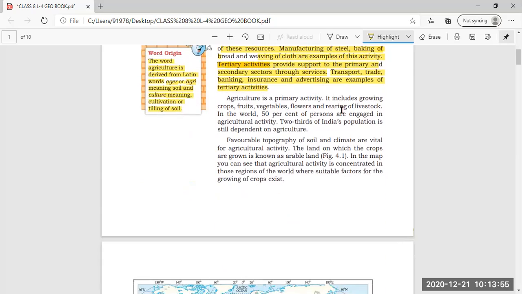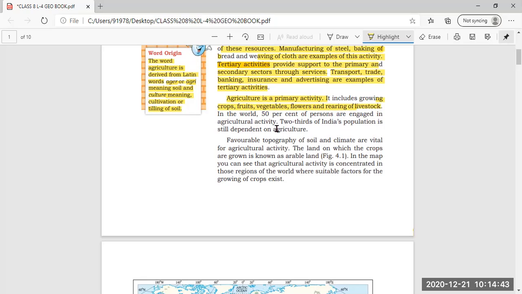Now, agriculture is a primary activity. It includes growing of crops, vegetables, flowers, and rearing of livestock. Agriculture is a primary activity, meaning the first and foremost thing is the production of crops. This activity includes growing of crops, fruits, vegetables, flowers, and rearing of livestock. Rearing of livestock means taking care of animals, and all these things are included in the primary activity as part of agriculture.